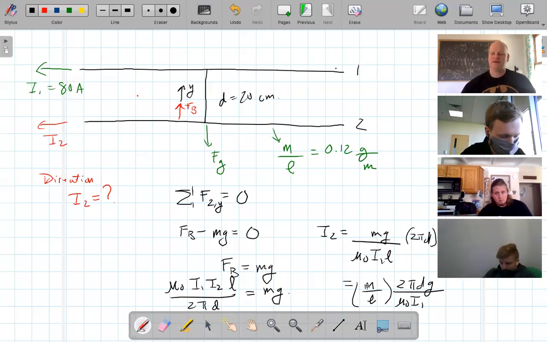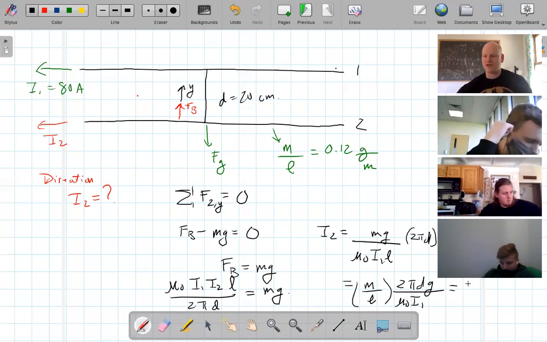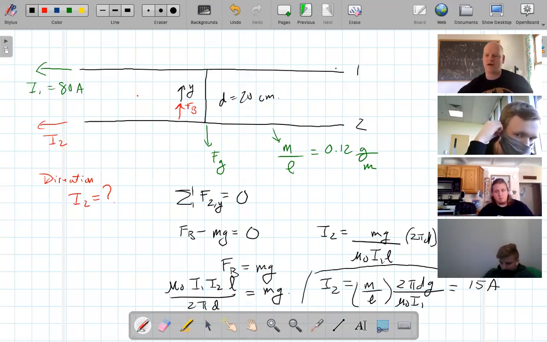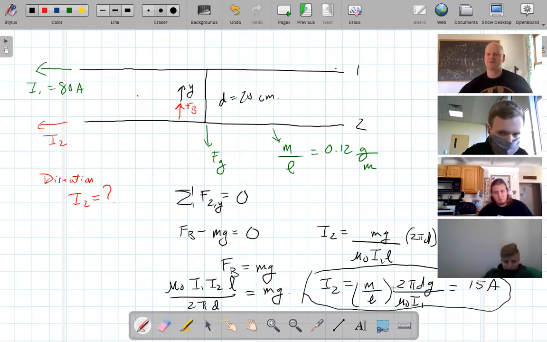So here, m over L is simply 0.12 grams per meter, 2 is simply 2, pi is pi, d is 0.2 meters, g is 9.8 meters per second squared, mu naught is 4 times pi times 10 to the minus 7, I1 here is 80. So plug in my numbers, what I find in this case then is this works out to be 15 amps. So the current I have to run through the second wire must be equal to 15 amps in this case.